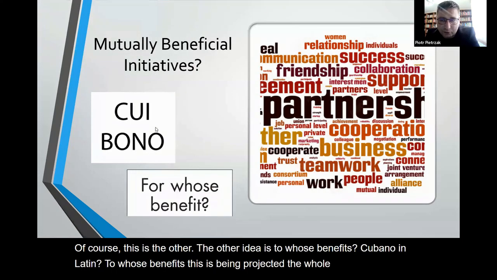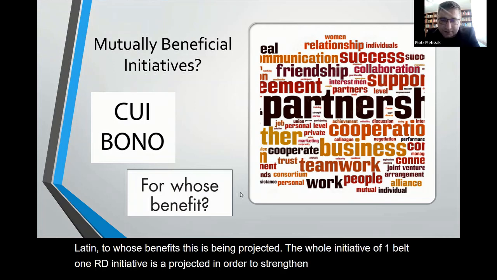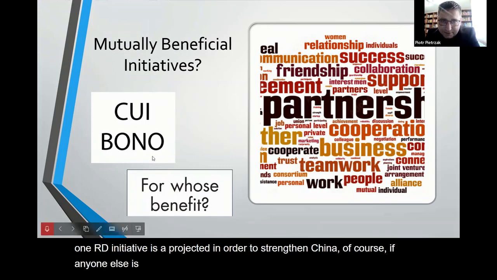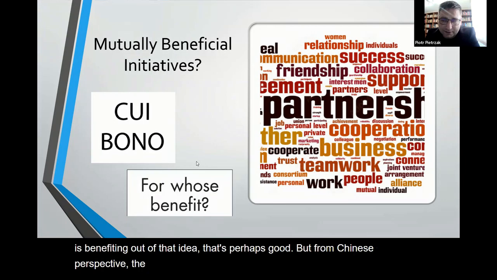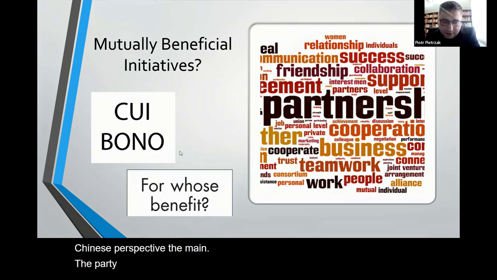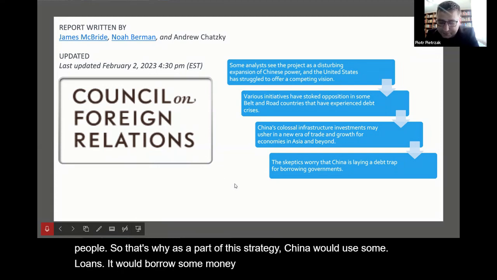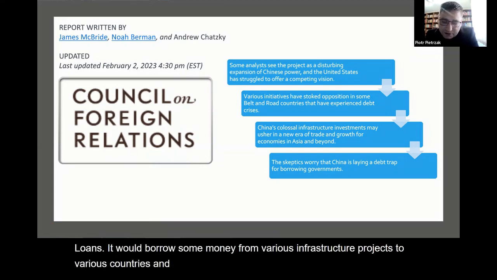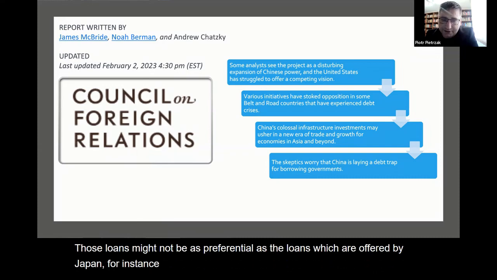The whole One Belt, One Road initiative is projected in order to strengthen China. Of course, if anyone else is benefiting out of that idea, that's perhaps good. But from the Chinese perspective, the party who has to benefit out of this strategy is China itself and the Chinese people. So that's why, as a part of this strategy, China would use some loans, it would lend some money for various infrastructural projects to various countries. And those loans might not be as preferential as the loans which are offered by Japan, for instance, in the region of Southeast Asia.